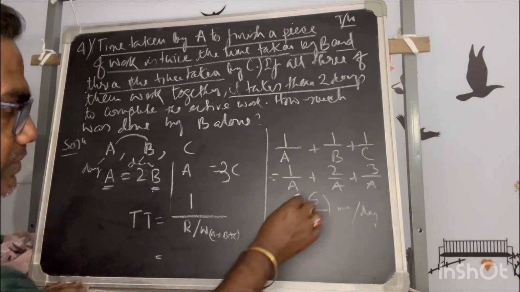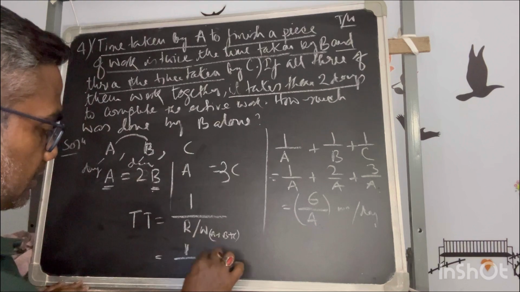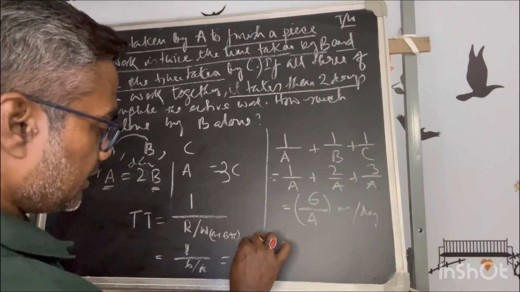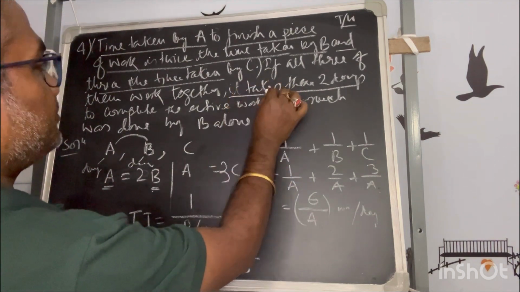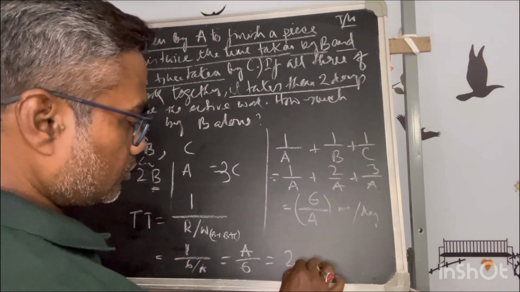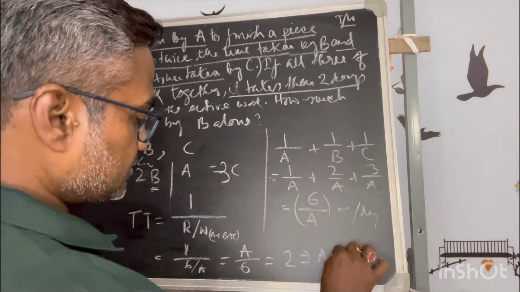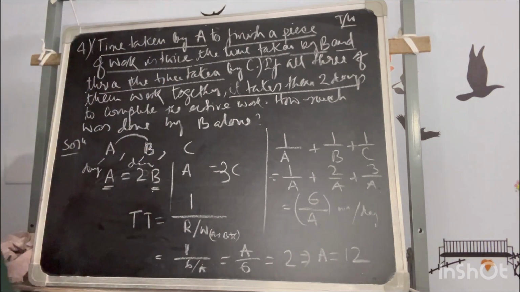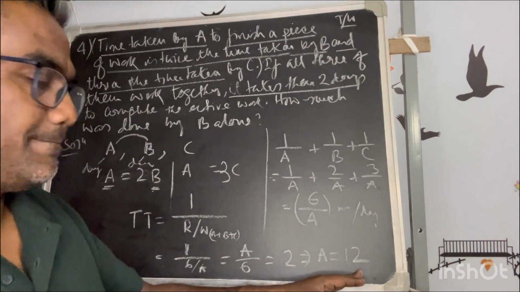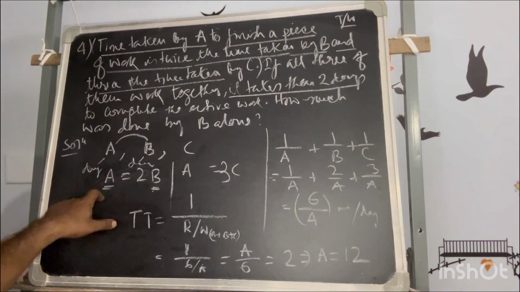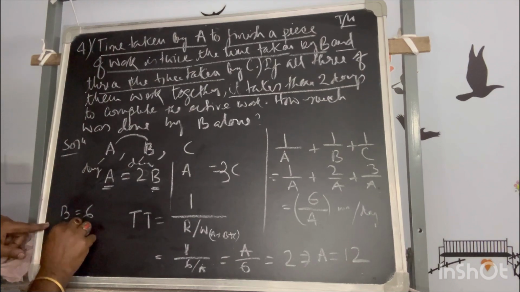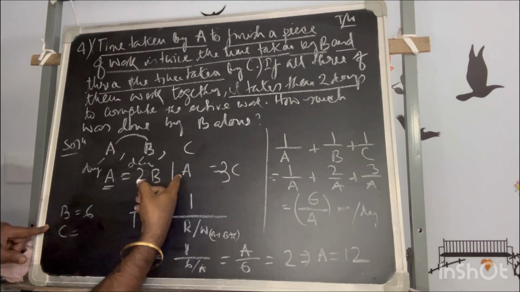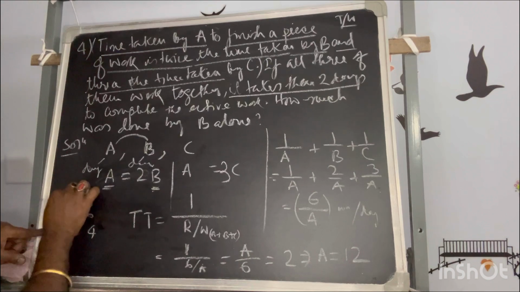So rate of work is 6 by A, so 1 upon 6 by A. That means A by 6 is the total time. But as per the statement, it takes 2 days, so this must be equal to 2. So what is A? A is equal to 12. So A is doing it in 12 days. B will do it in 6 days, B is equal to 6. C is equal to how much? 12 by 3, 4.